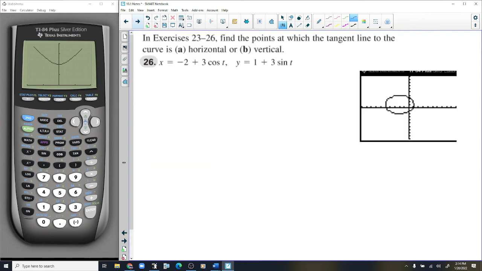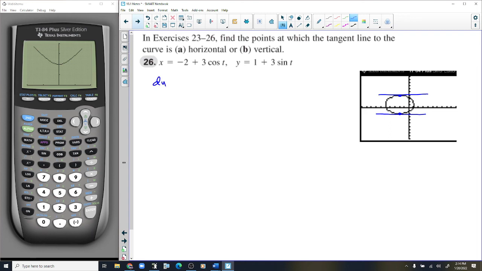How about a little twist on this? Let's find the points at which the tangent line to the curve is horizontal or vertical. And I've already graphed it over here just to pick up the pace a little bit. It looks like the horizontal tangent lines are right here and right here. That's actually the answers, but we need to be able to get those.